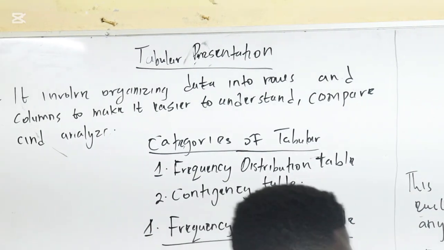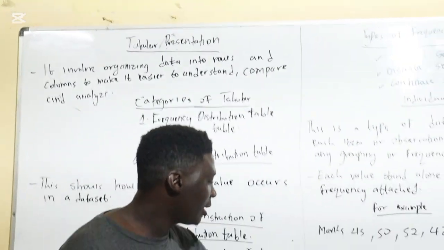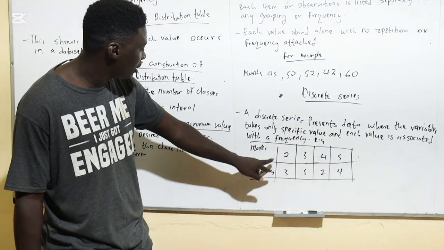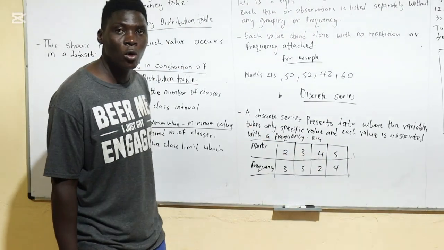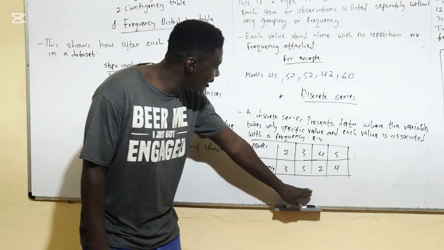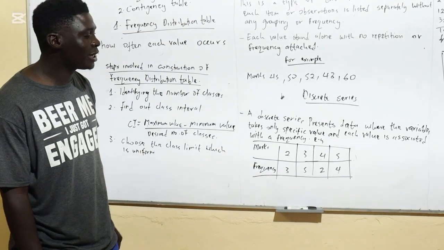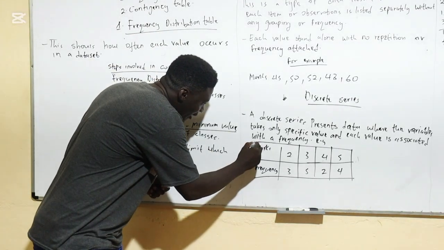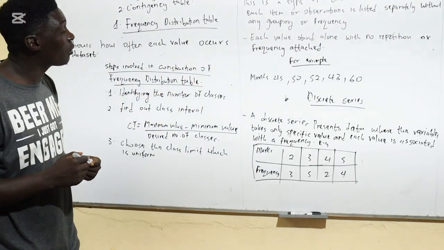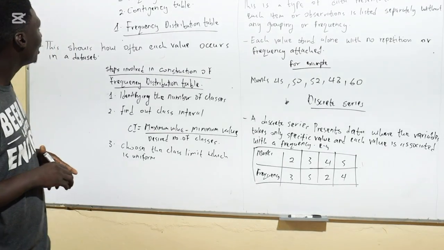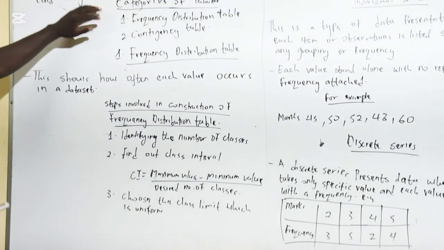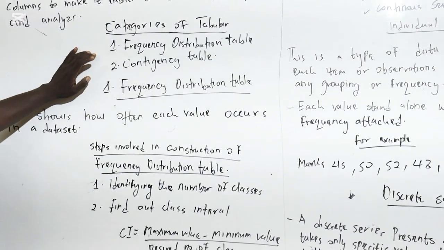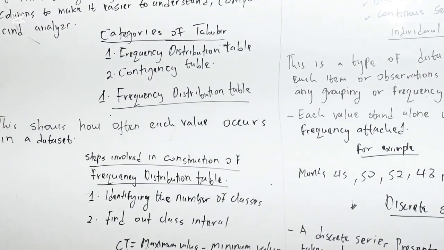For example, this might be my table. I have the columns and I have the rows. How many rows does this table have? 1, 2, 3, 4, 5 rows and 2 columns. When data is organized into this form, we call it a tabular form. But this was meant specifically for frequency distribution, so we'll do one for the contingency table after I finish this one. The categories of tabular presentation are the frequency distribution table, which is what I've done, and the second part is the contingency table, which I'm yet to cover.